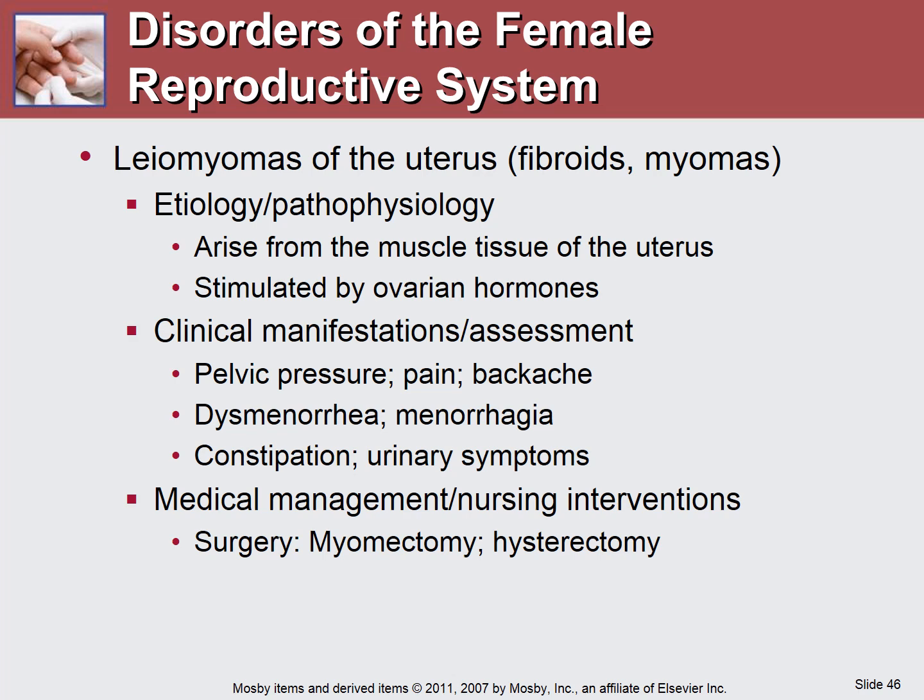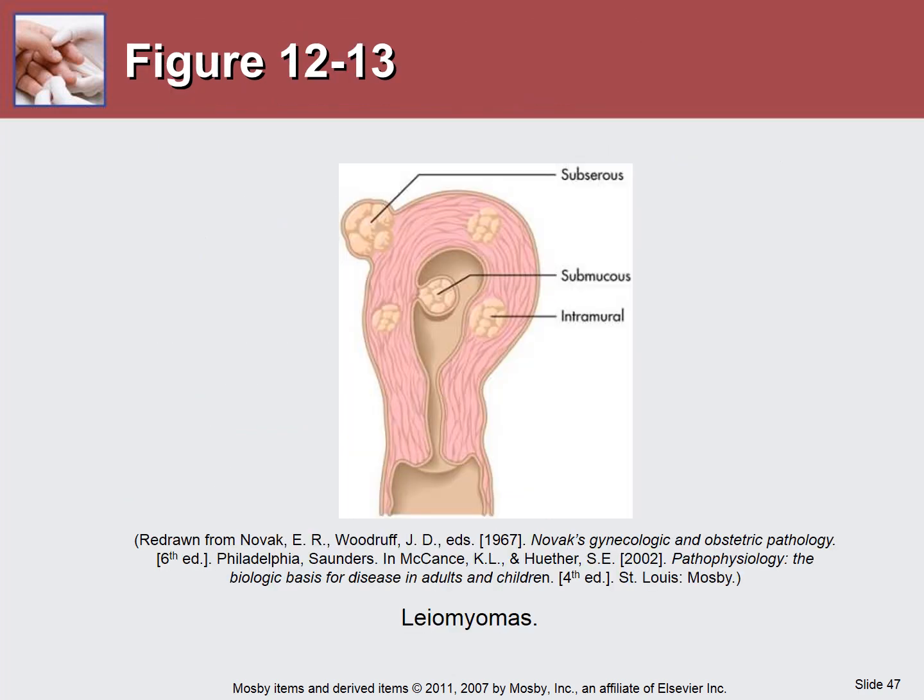Leiomyomas, these are fibroids of the uterus, benign tumors that arise from the muscle tissue of the uterus and are stimulated by the hormones, ovarian hormones. Clinical manifestation, usually they complain of pressure, pain, dysmenorrhea, menorrhagia, constipation. The medical management is they can try to control it. Sometimes it gets better after pregnancy or with age, but if it doesn't, myomectomy or hysterectomy will be the treatment option.